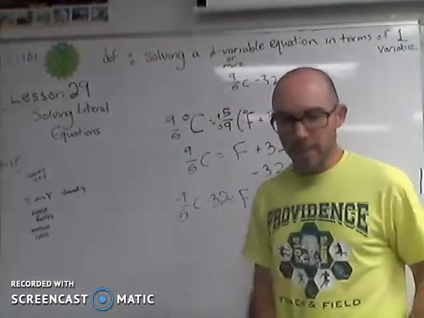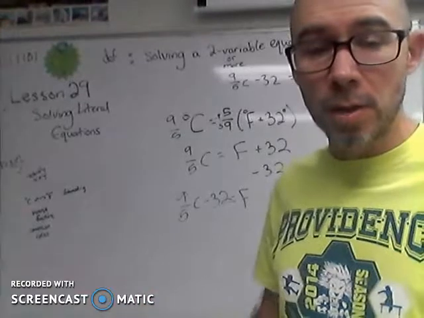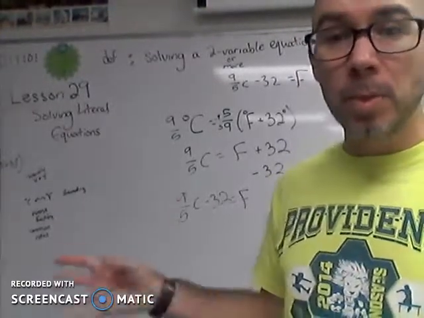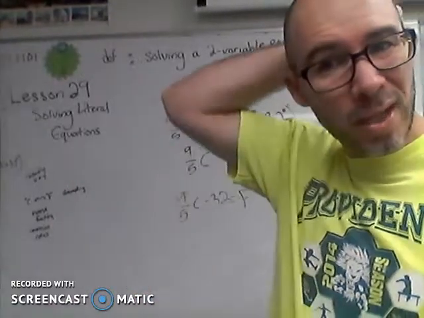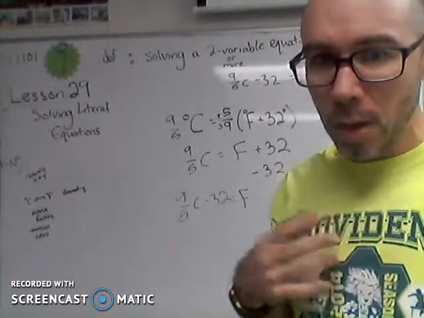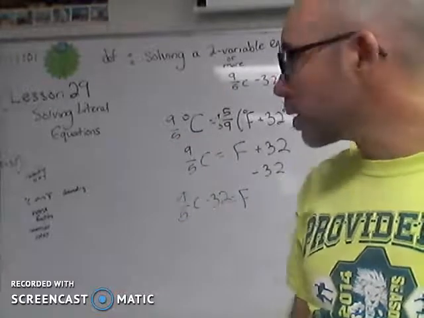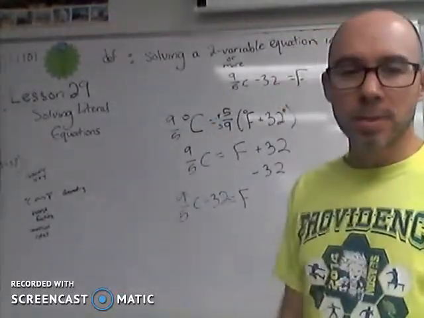These two rules or functions are called inverses of each other. Inverse functions. One undoes the other one. If I put them together, I get what's called the identity function, x equals x. But they're going one direction or going back the other direction. F in terms of C. We started with C in terms of F.